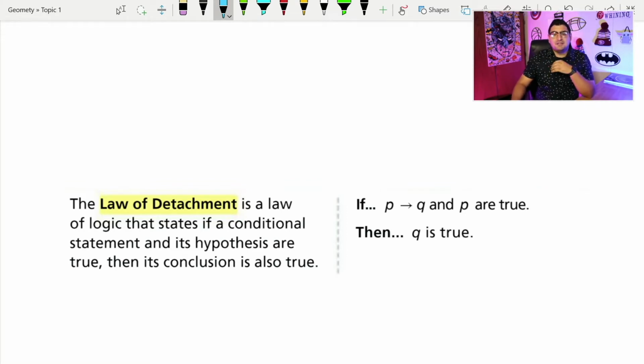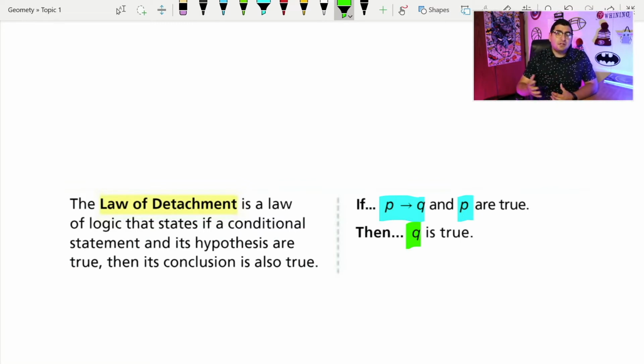So let's first start off by defining what the law of detachment is. The law of detachment is a law of logic, hence why we use it for deductive reasoning, that states if a conditional statement and its hypothesis are true, then the conclusion is also true. So we know that we denote the conditional with the letters P and Q, and P is my hypothesis, and Q is our conclusion. So we know that if the conditional and hypothesis are true, then our conclusion has to be true. This is what the law of detachment states.